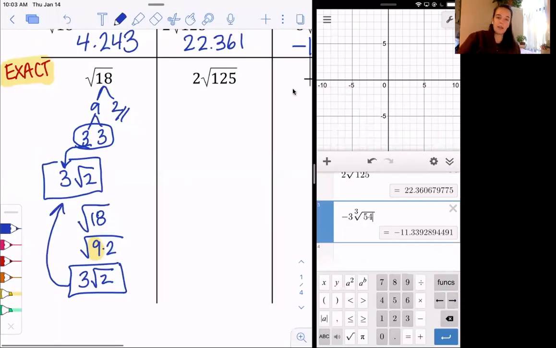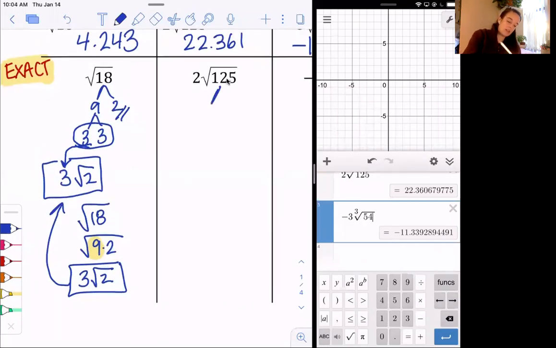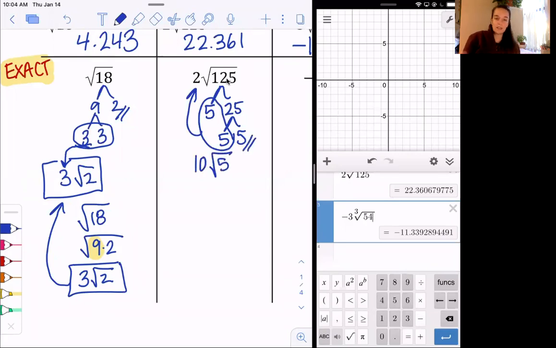So with 125, I could break it down. I could say, okay, it's 5 and 25. That 25 is 5 and 5. These are coming over here. So 2 times 5 is 10 with the leftover 5. I could say it is that.